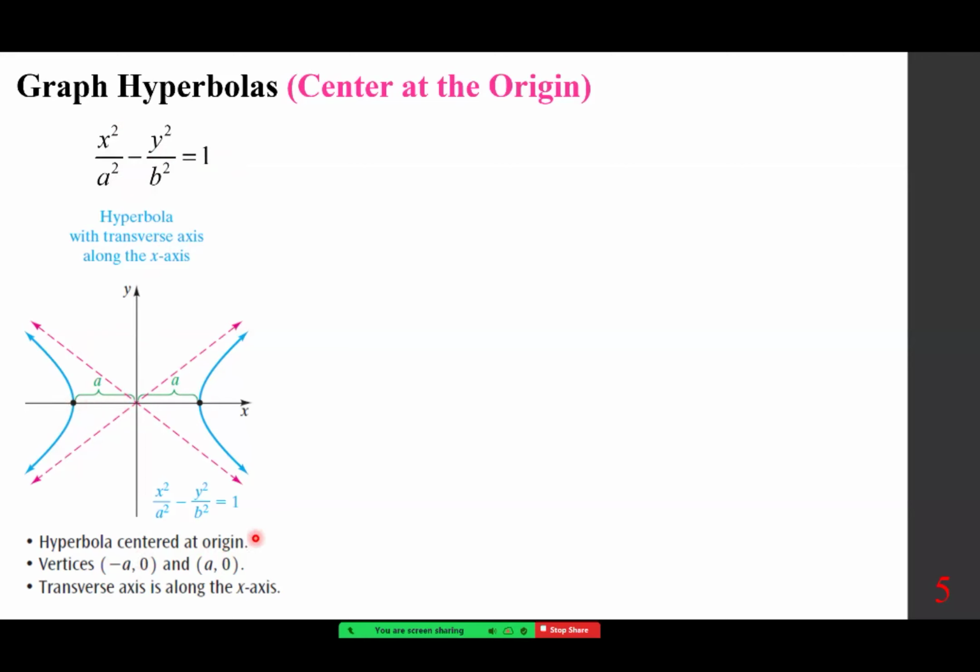Hyperbola centered at origin. Vertices are at minus a, 0 and a, 0. The transverse axis is along the x-axis. And the foci are inside along the x-axis as well. The asymptotes that will help us graph have the equations y equals b over a times x and y equals negative b over a times x.